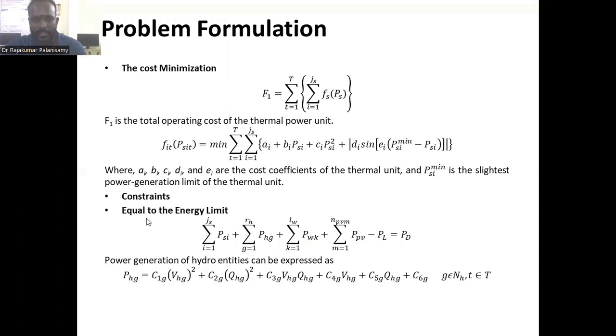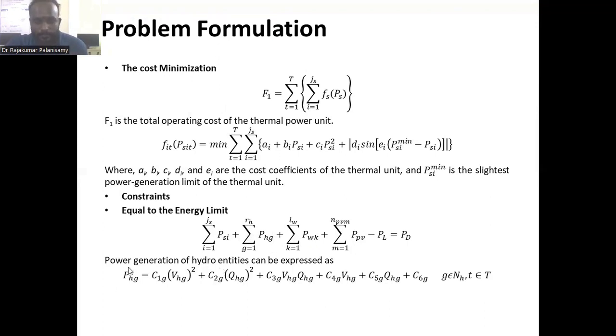Now, the main constraints: here we have equality constraints as well as inequality constraints. Equality constraints represent the total power balance. That means the hydro and thermal sum is equal to the total demand plus loss. But in this problem, I am neglecting the transmission losses. That means the sum of Ps plus Ph is equal to PD.